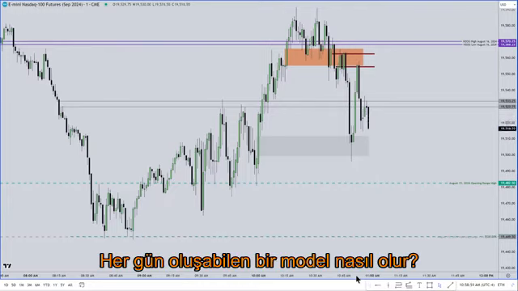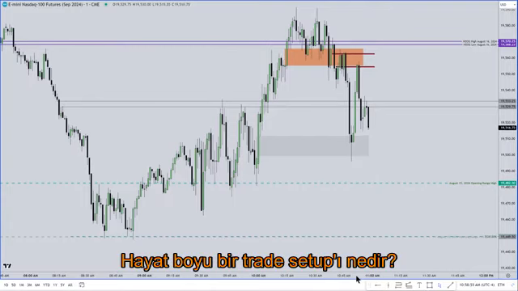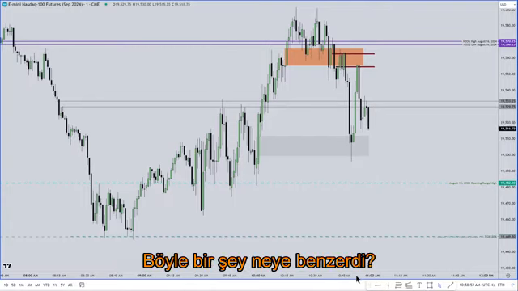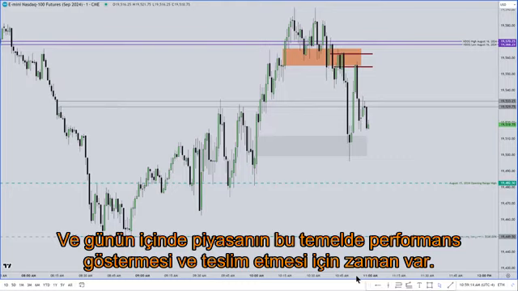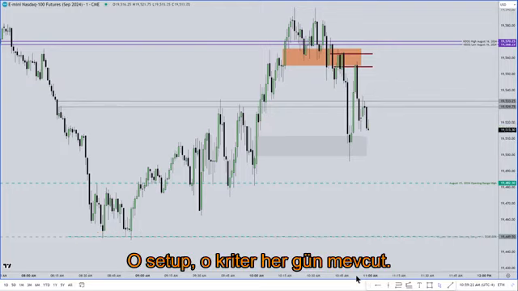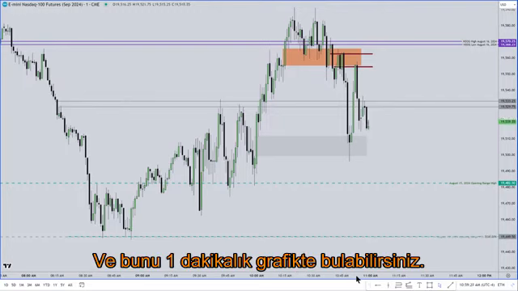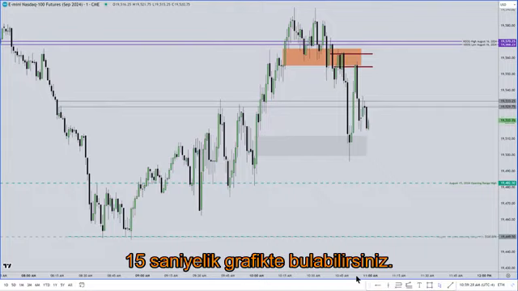What is a model that can form every single day? Like what is a trade setup for life? What would something like that look like? Well, when the market has made a very obvious run to a key level you were anticipating, and then it starts to break down and there's a very clear inefficiency or relative equal low that's in play, and there's time in the day that affords the market to perform and deliver on that basis. That setup, that criteria is there every single day. And you can find it on a 1 minute chart. You can find it on a 30-second chart. You can find it on a 15-second chart.